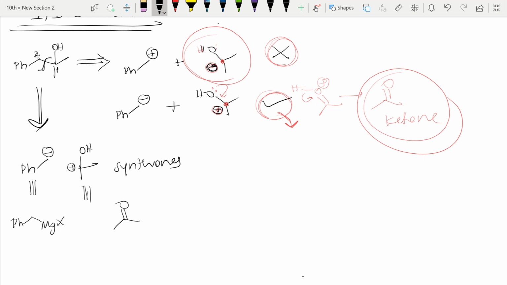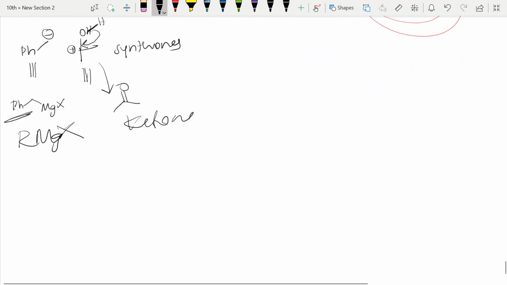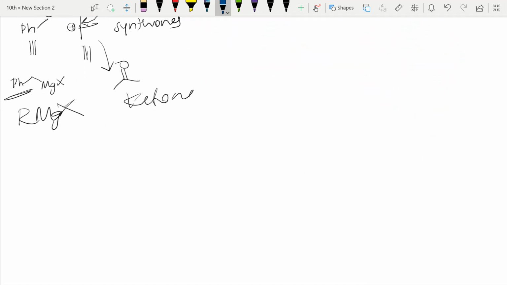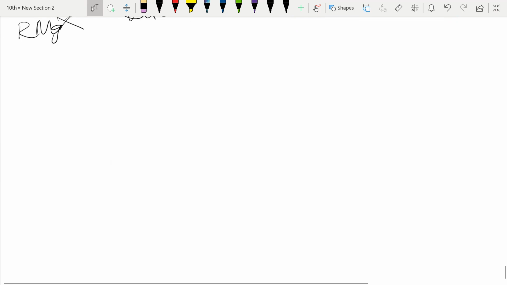So simply this H will be removed and this electron density moves, and I will get this ketone, right? So these are the equivalent reagents: the ketone, and this is the Grignard reagent RMgX, where the R group is PhCH2MgX. So if I want to write the reaction, how am I going to write it? In a Grignard reaction, we should always see whether a 1-2 disconnection or a 1-1 disconnection happens.